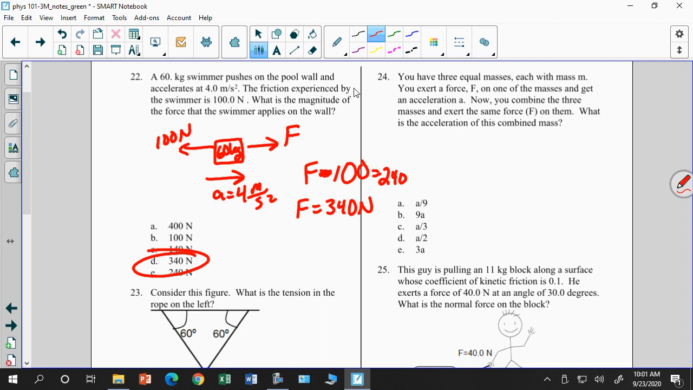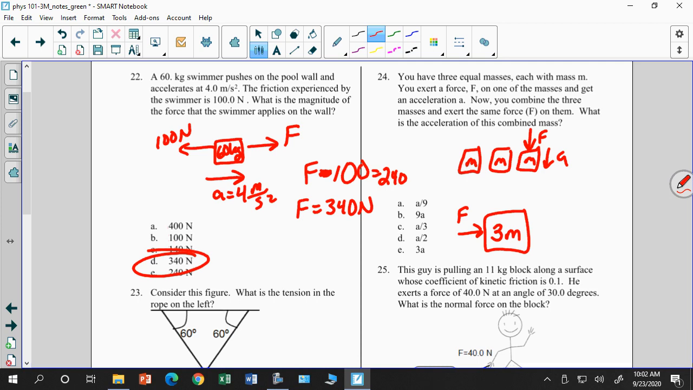You have 3 equal masses. So I have M, M, and M. And if I apply a force to one of them, F, then it causes an acceleration A. And now I want to know, what if I combine all these 3 masses, what's going to be my new acceleration? So you can think of it now as having the same force, F, but now applied to a mass 3M.